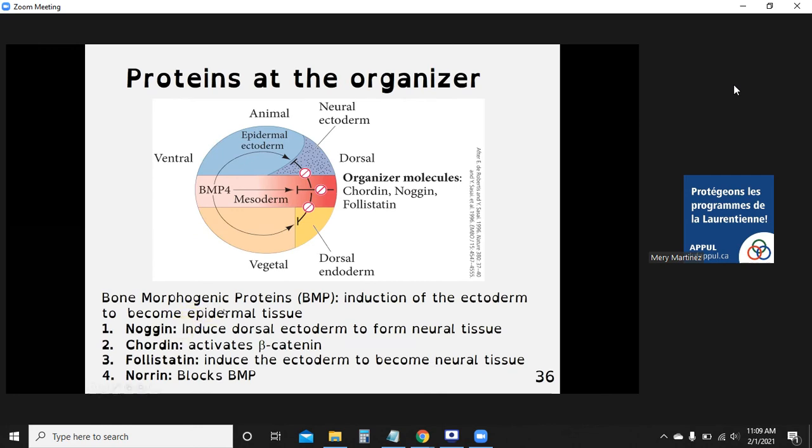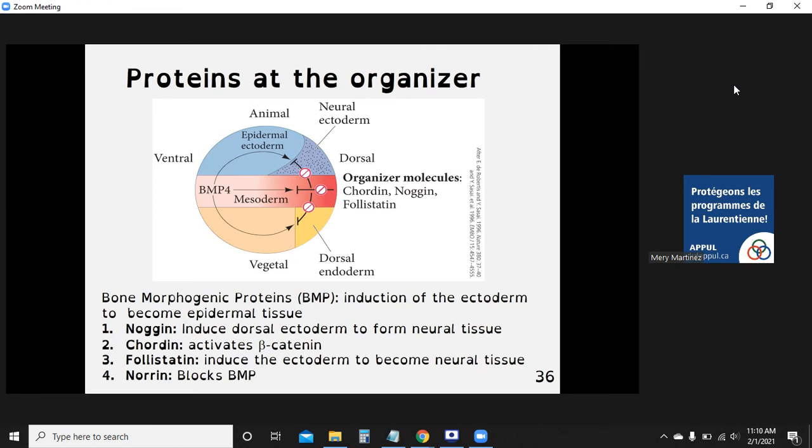Okay, so noggin is a secreted protein that is able to accomplish two major functions of the organizer. The first one is that it induces dorsal ectoderm to form neural tissue. And then it dorsalizes mesoderm cells that will otherwise contribute to the ventral mesoderm.